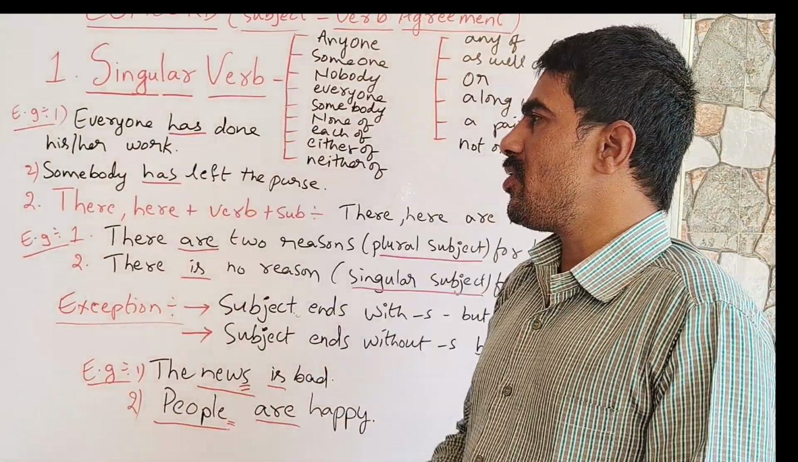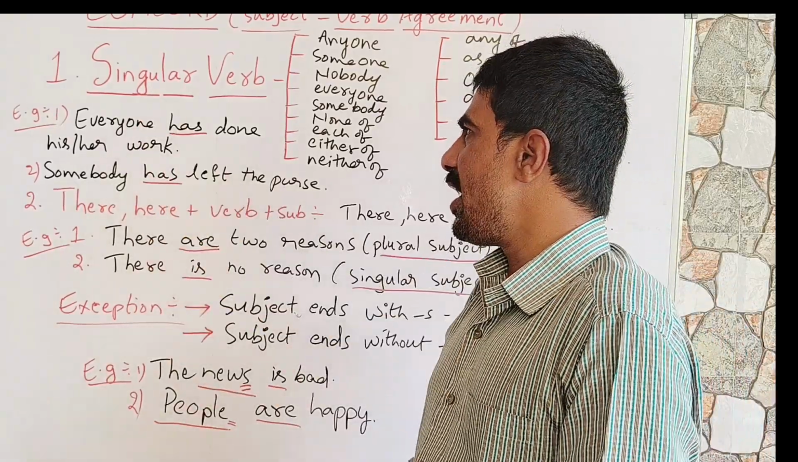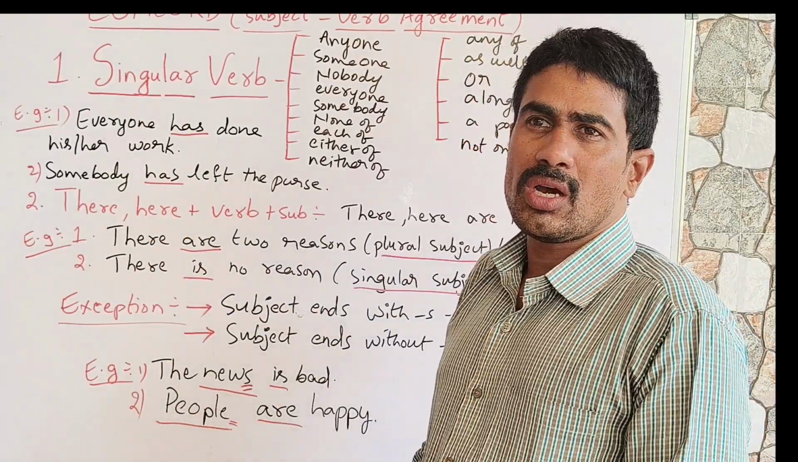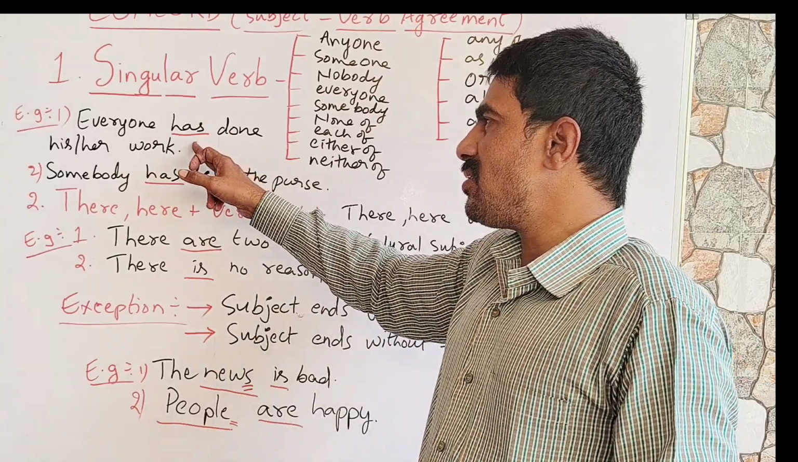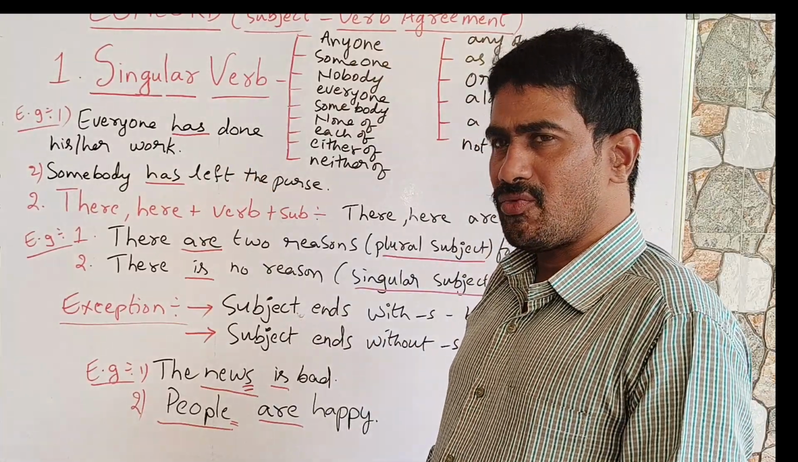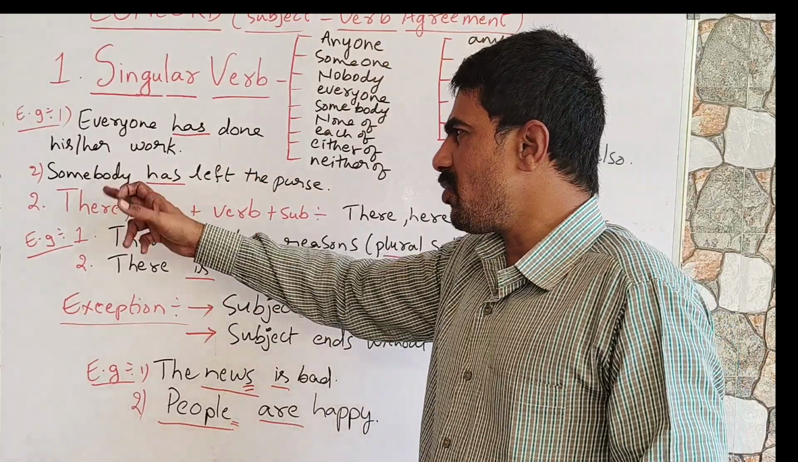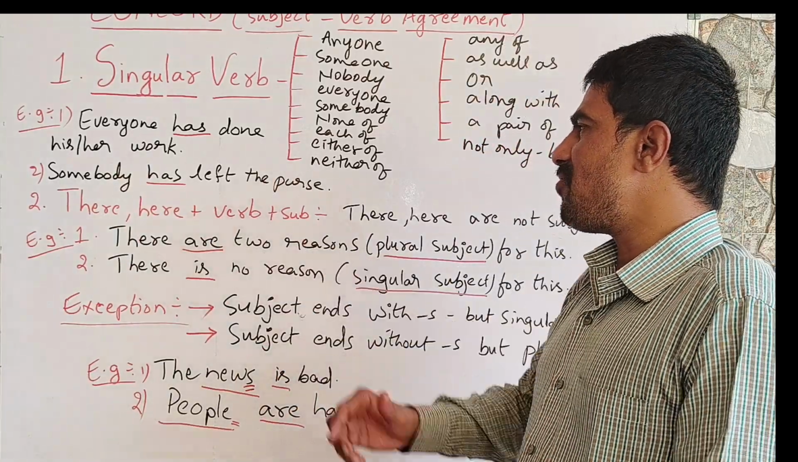If you look at the examples, the first example is: everyone has done his or her work. Here has is a singular verb. And the second one is: somebody has left the purse.